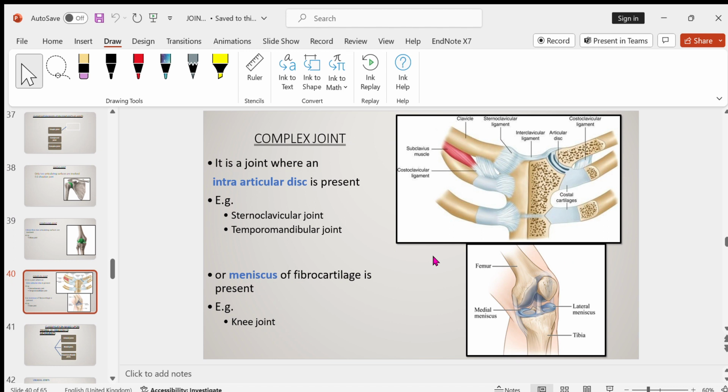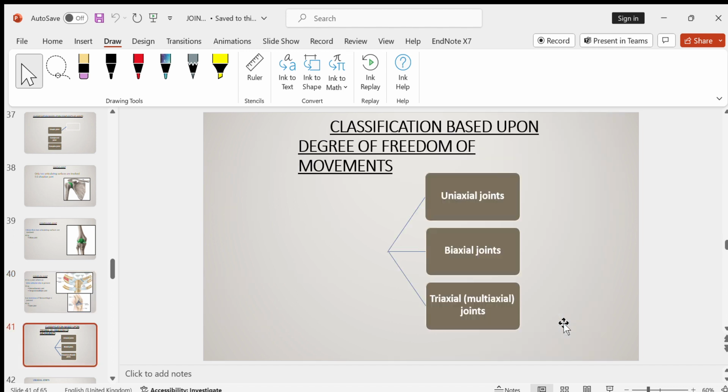There is an intra-articular disc present. The examples are the sternoclavicular joint and the temporomandibular joint. Another example is the meniscus that is present in the knee joint. So this also makes the knee joint a complex joint.